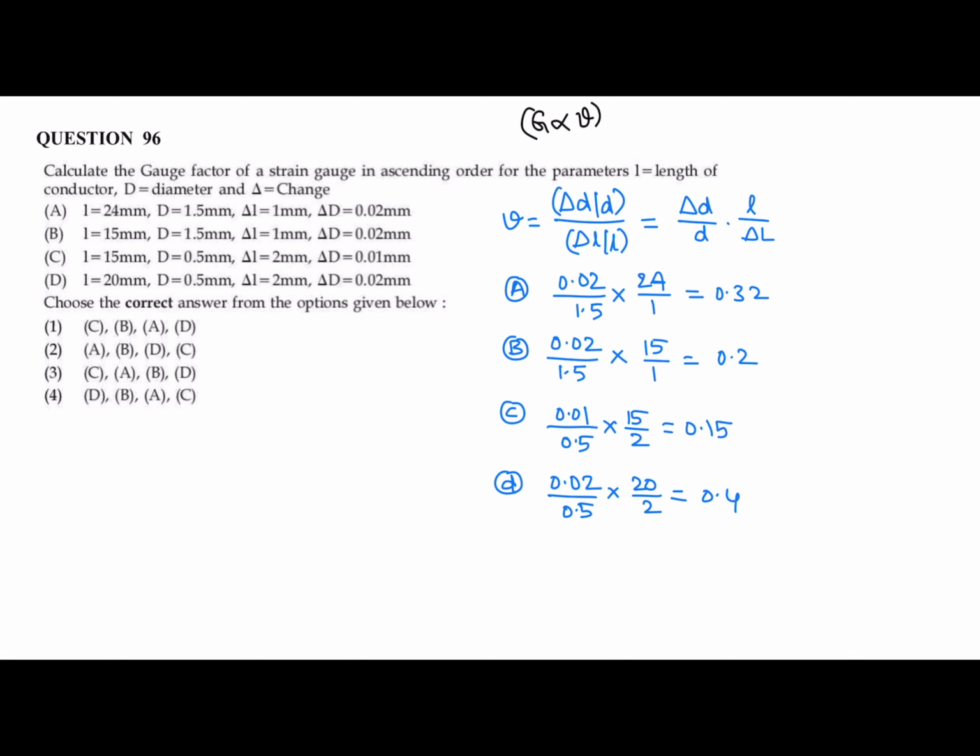In the question, ascending order of strain gauges means ascending order of G. So ascending order of G is indirectly ascending order of nu. So here the highest is for option D and the lowest is for option B.